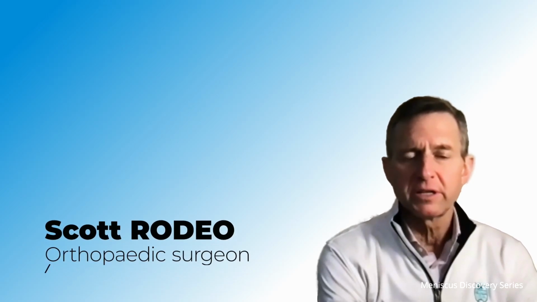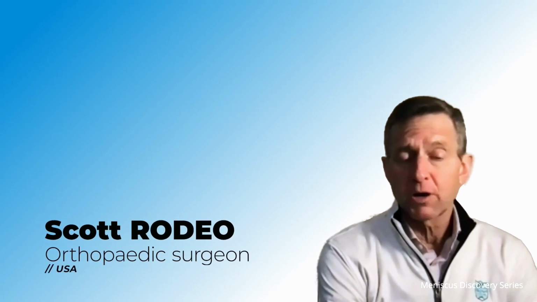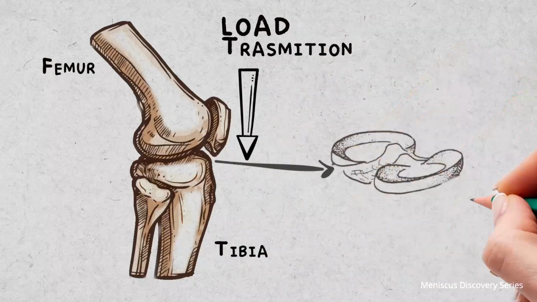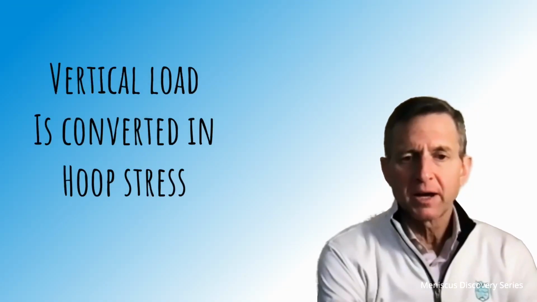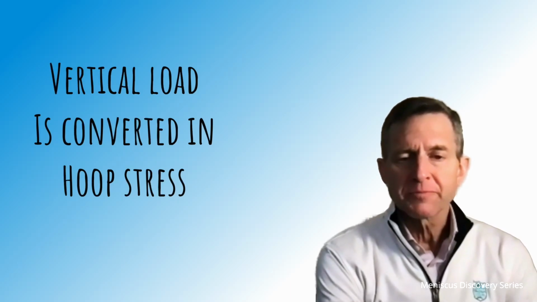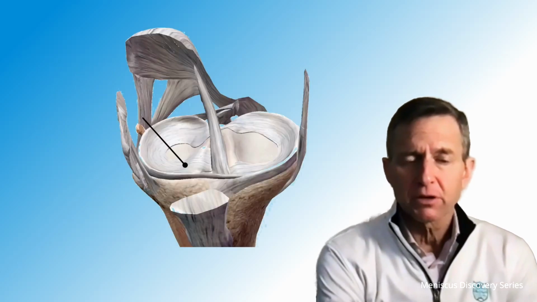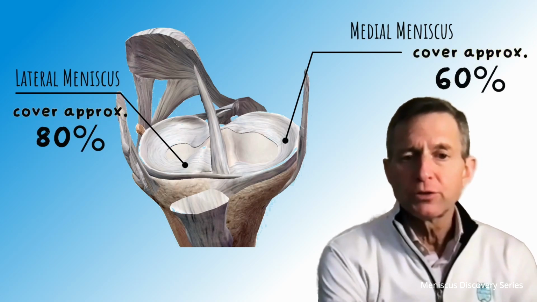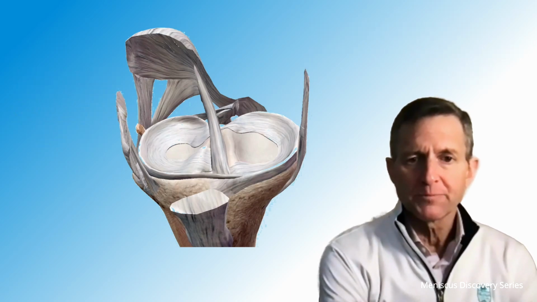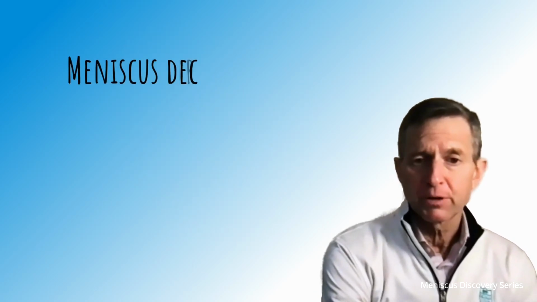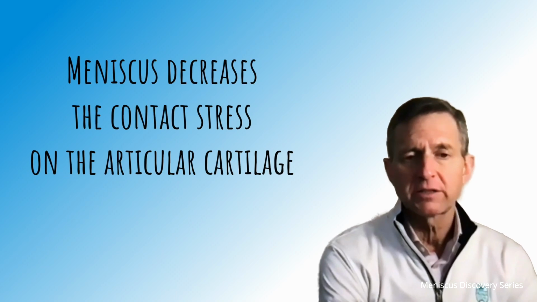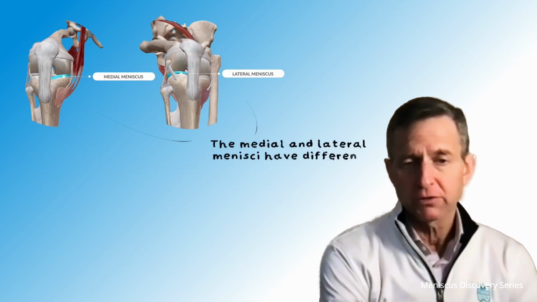The menisci are important shock absorbers in the knee that essentially transmit load across the joint. They transmit load from the femur to the tibia. When we walk and weight bear, we put loads on the knee. That vertical load is absorbed by the meniscus, and the particular architecture and structure of the meniscus converts this load to so-called hoop stresses. So the meniscus then transmits that load to the bone. Essentially, acting as a shock absorber, the meniscus decreases the contact stress on the articular cartilage.